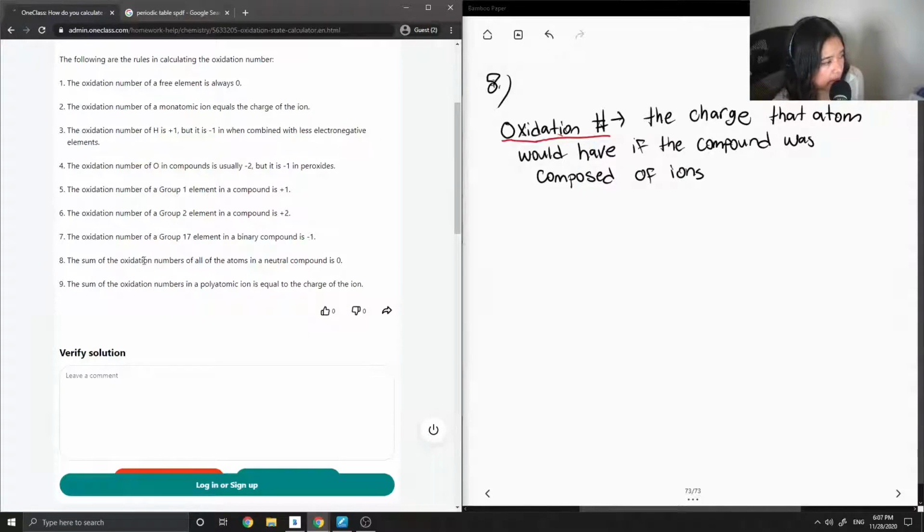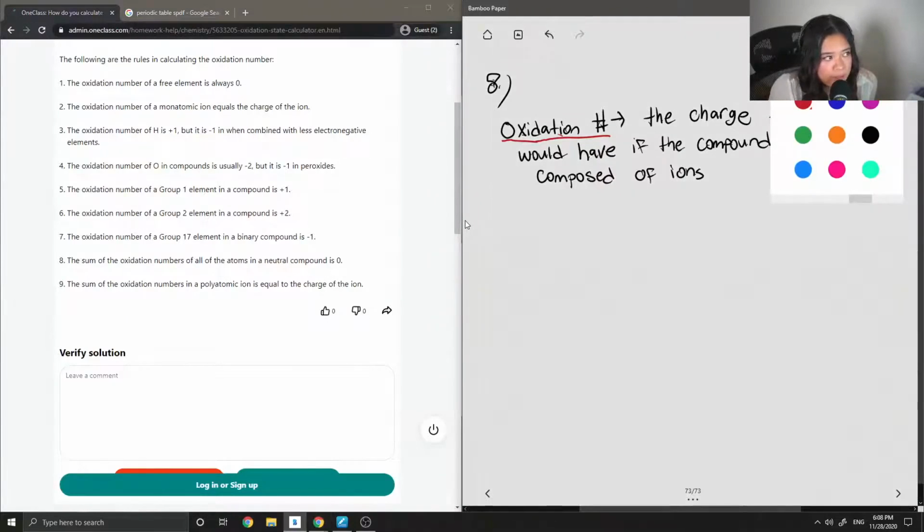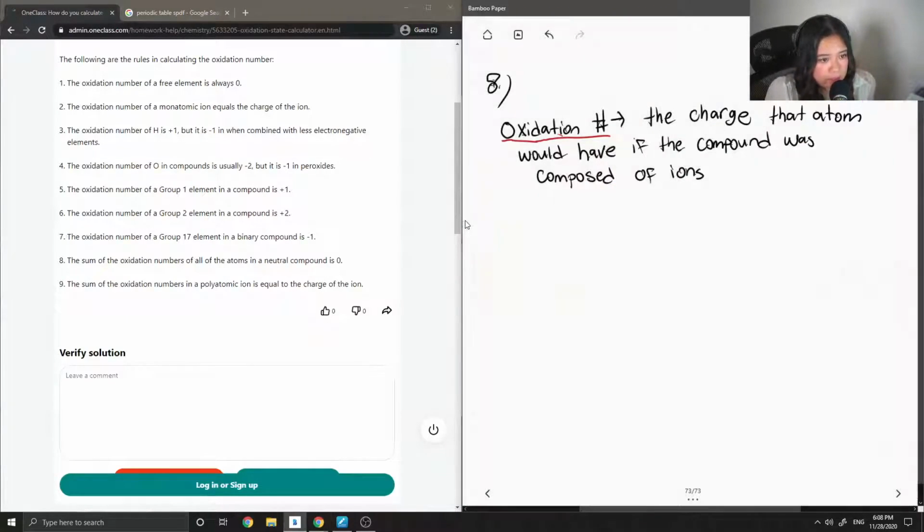And the sum of the oxidation numbers of all the atoms in a neutral compound is 0, because your compound is neutral. And the sum of the oxidation numbers in a polyatomic ion is equal to the charge of the ion. Okay, so now that we know all of the rules, let's do some examples.